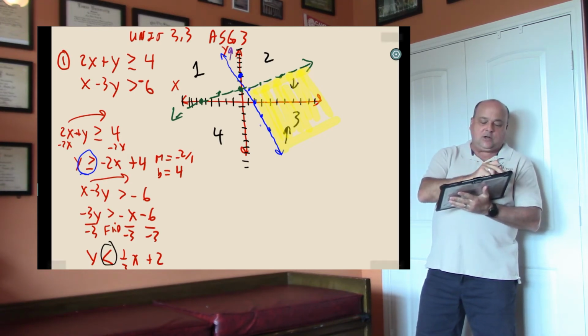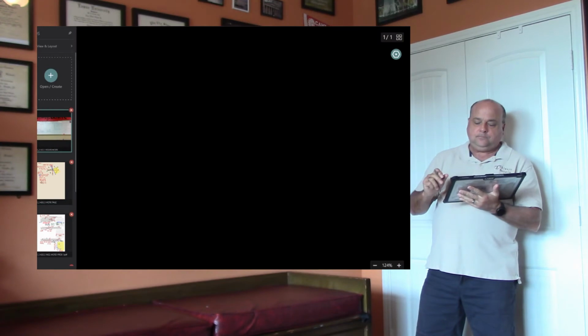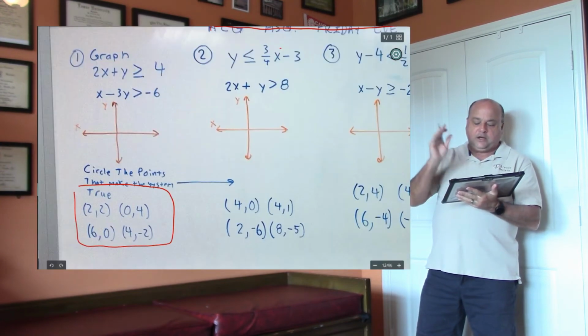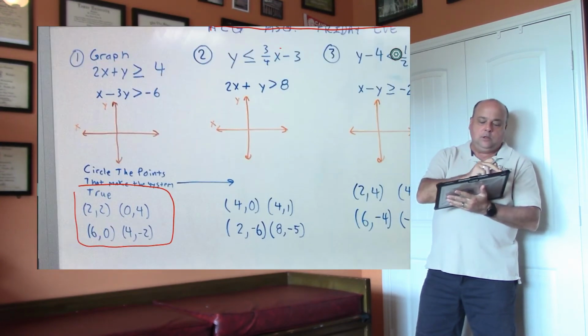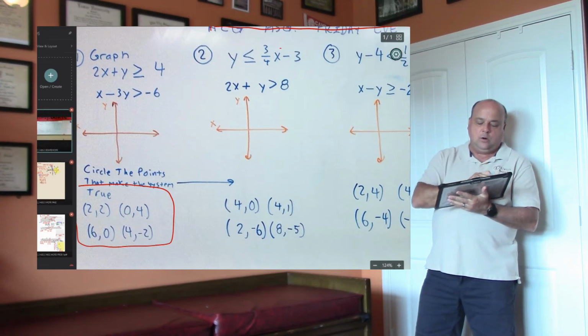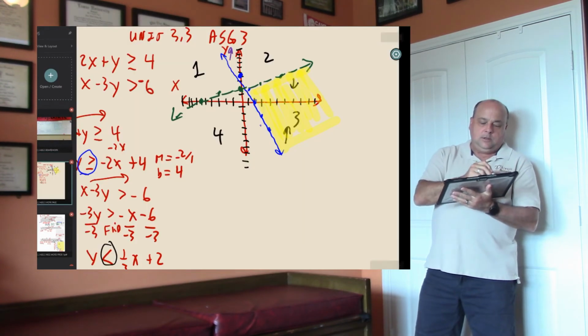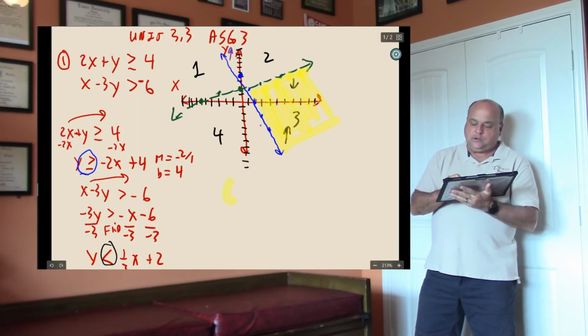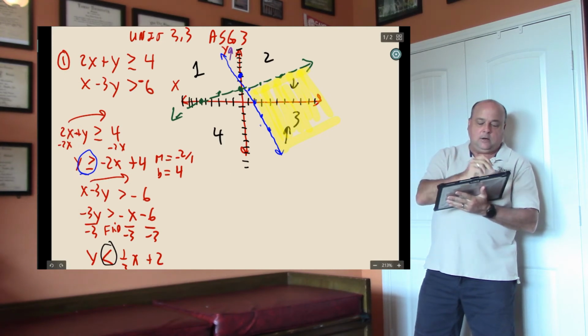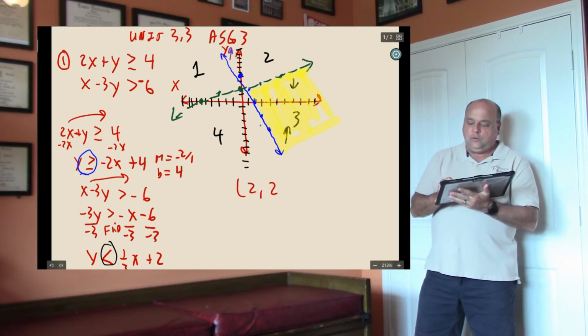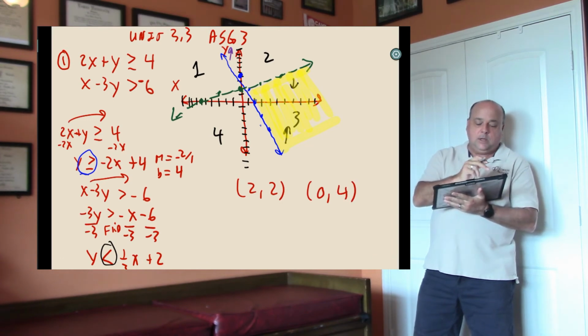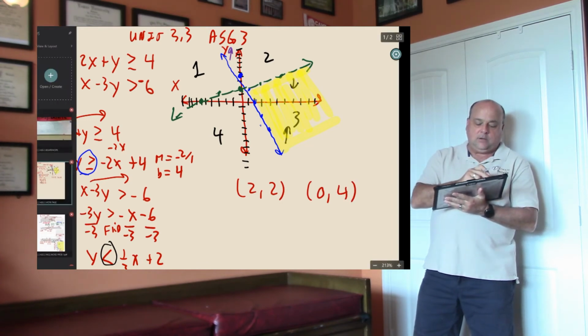Now then, let's go back to our problems. And we got (2, 2), (0, 4). So I'm going to write down (2, 2), (0, 4). Let me get the ink. So get out of the highlighter. (2, 2), (0, 4). We're going to circle the ones that are going to be true, and then we're going to go back and get the other 2.